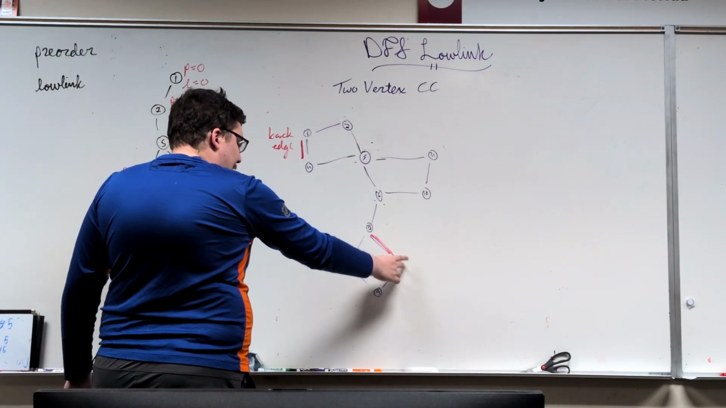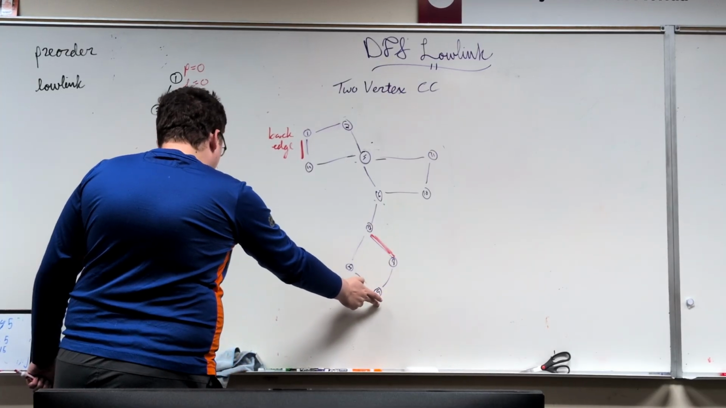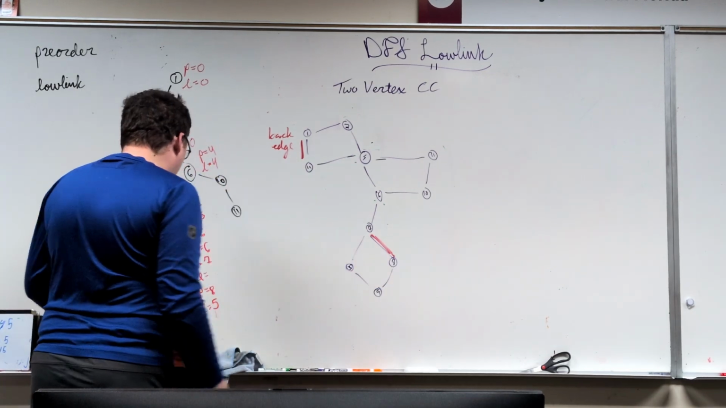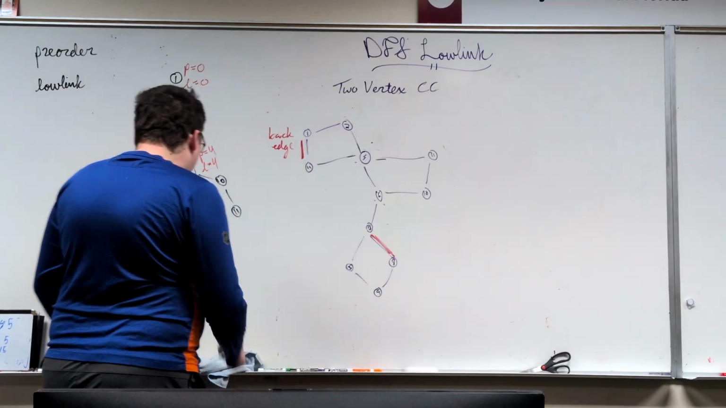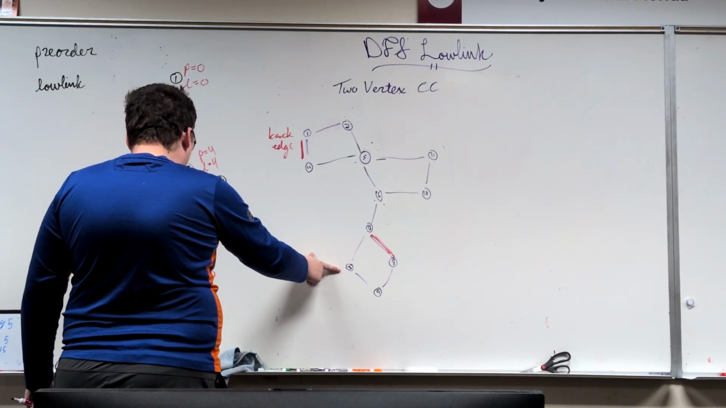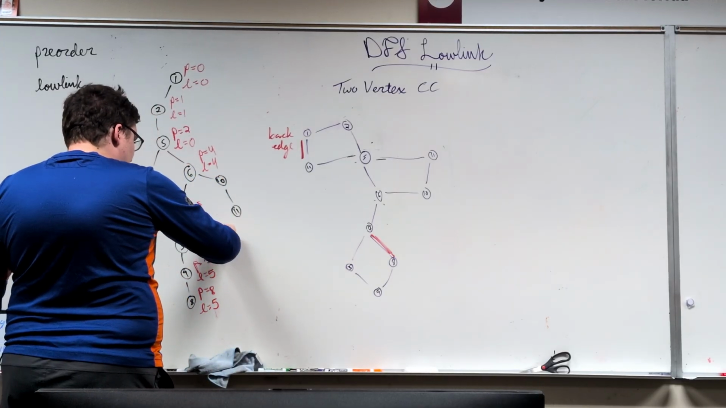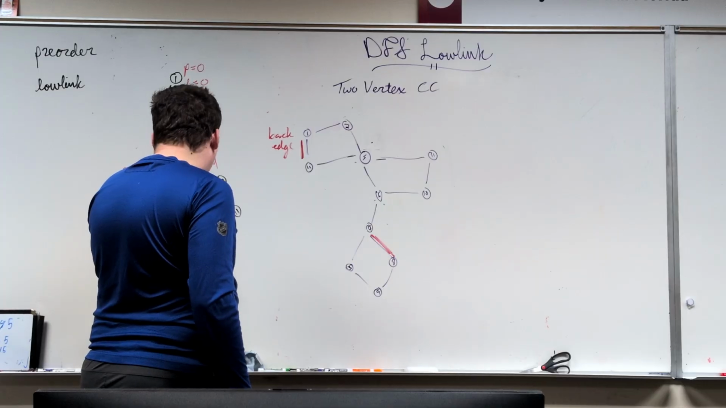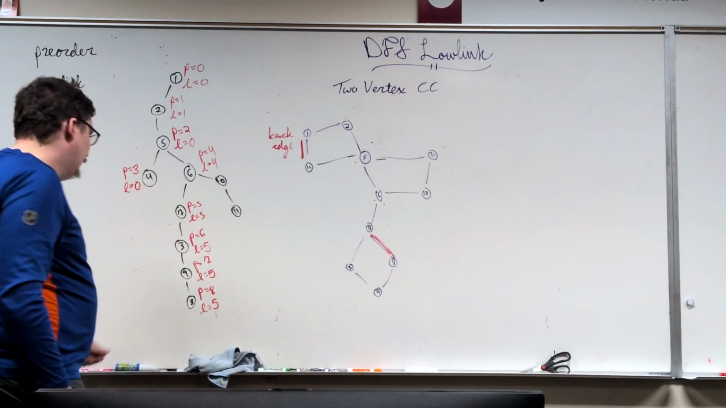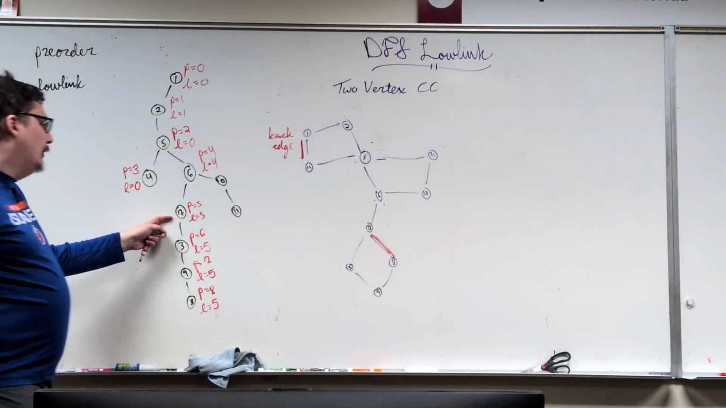We finish DFSing here, so we go back to 9. 9 has nowhere else to DFS to. So we're going to update its low link to 8's low link value, which is 5. We're done DFSing at 9, so we go up to 3. 3, we're going to update 3's low link to 5. And then we end up at 7. 7's low link is already 5, so we don't update anything.